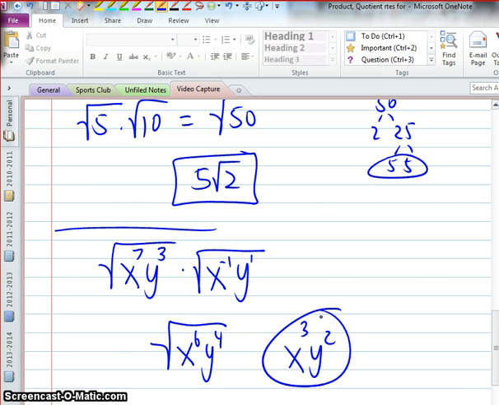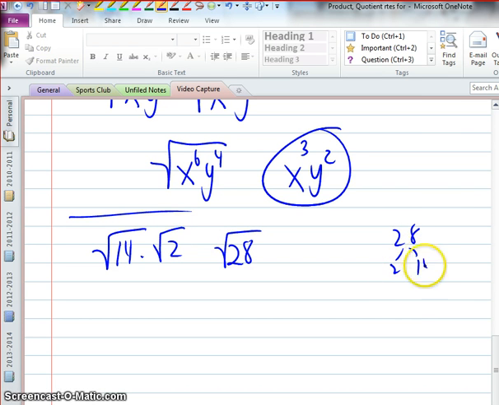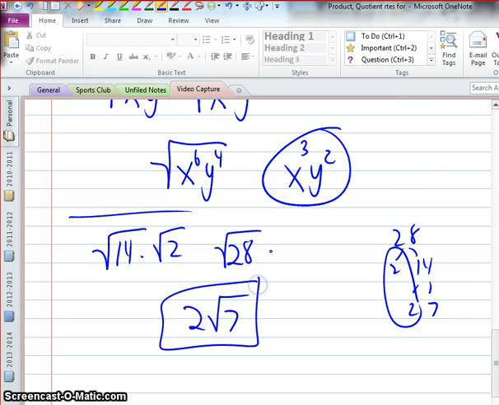And I've got 4 more examples to go over, and then we'll be done. So square root of 14 times the square root of 2. That can become the square root of 28. When you factor 28, you get a pair of 2's, so the 2 comes out, the single 7 stays behind.